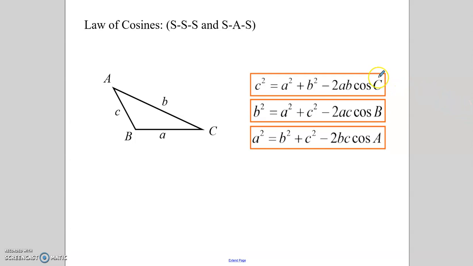So just a reminder, here's the law of cosines. We had three different versions of it. They're really all the same equation. It depends on which side length you either know or want to find, or what angle you know or want to find.